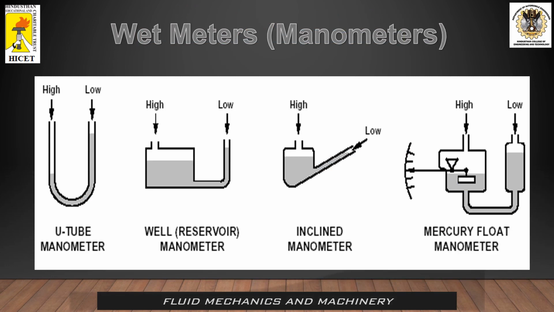This picture shows the different types of manometers used in regular practice. The very first is the U-tube manometer, which is the simplest of all. Second is the well or reservoir type manometer. Third is the inclined manometer. Fourth is the mercury float manometer, which is essentially the same construction, but the values can be easily measured using the graduated scale.